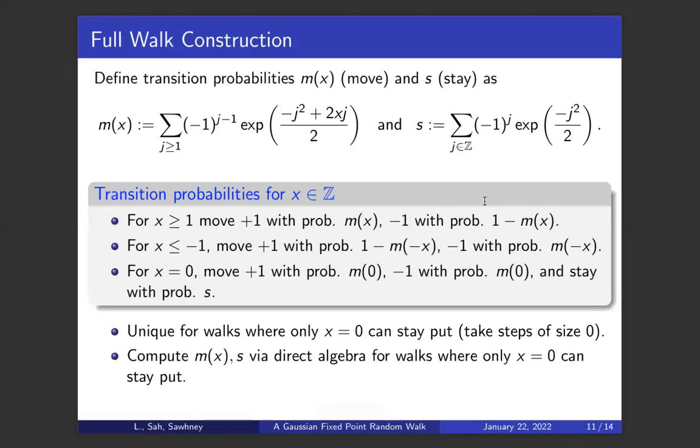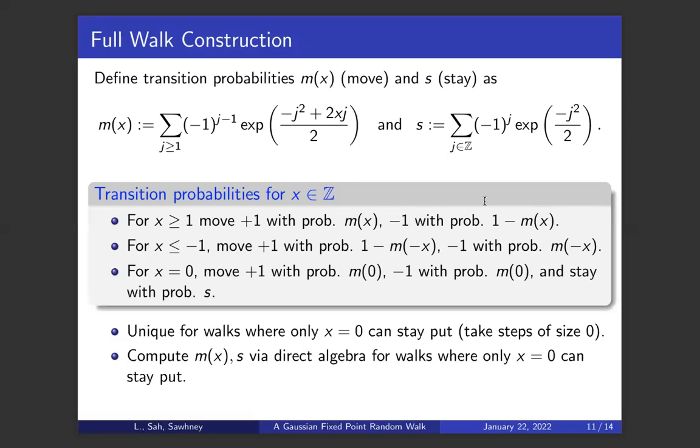So in fact, you can prove that out of walks where only x equals 0 stays put or outputs a sign of 0, such transition probabilities are actually unique. In particular, as I was explaining, you can derive s exactly as the difference between the even mass and the odd mass because only x equals 0 stays put. And then from there, you could compute these mx's by just propagating outwards and solving some equations. So these are actually uniquely defined, and you can just solve for them algebraically.